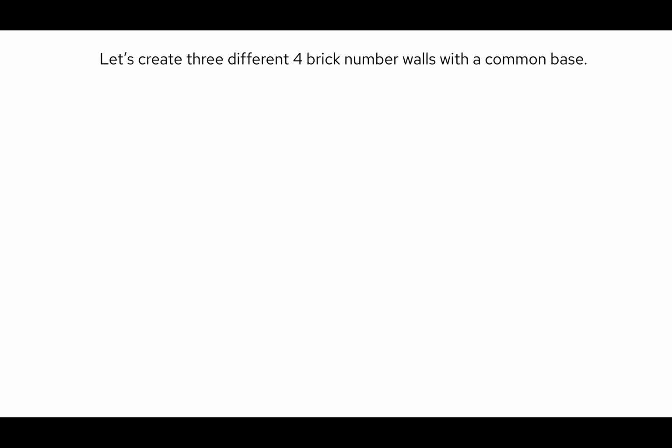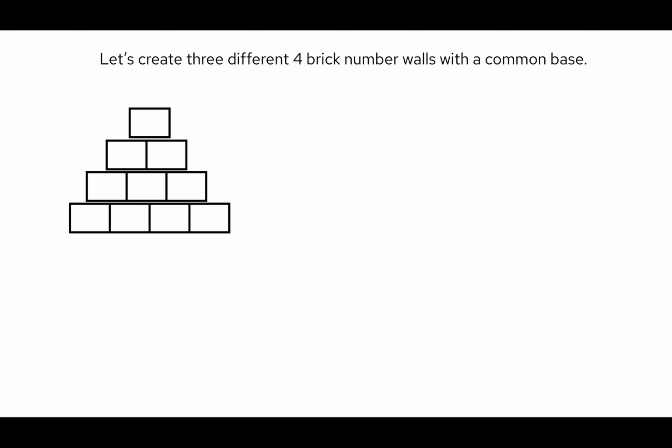So now let's create 3 different ones, and I call them 4 brick number walls because they're 4 rows. Here we go. And I want them to have a common base. So that means that the number at the bottom is going to be the same. So let's use 1. So we have 1, 1, 1, 1.